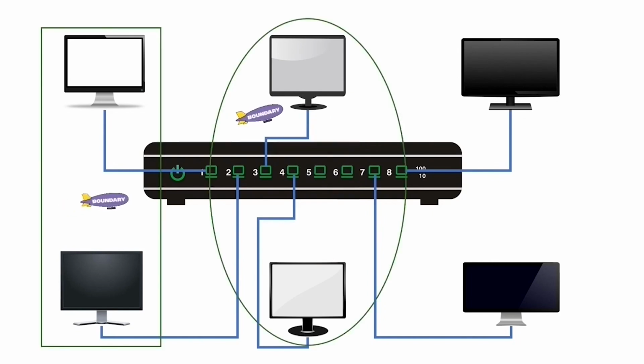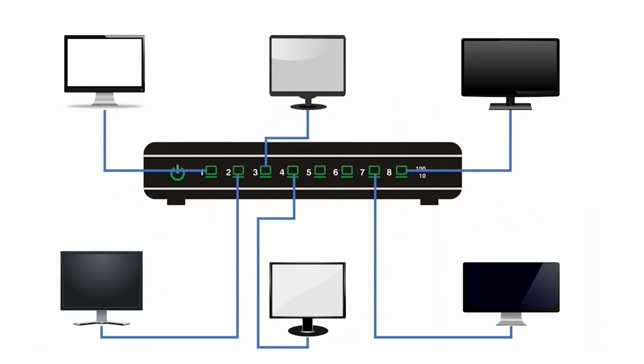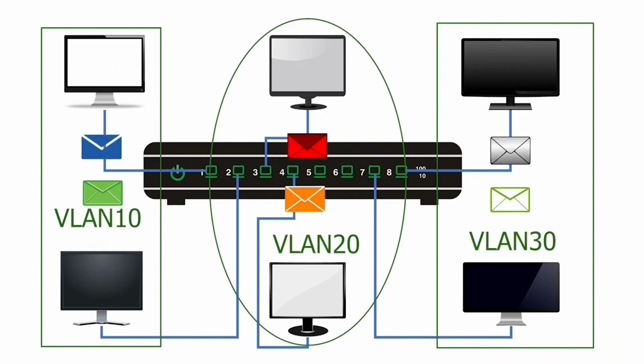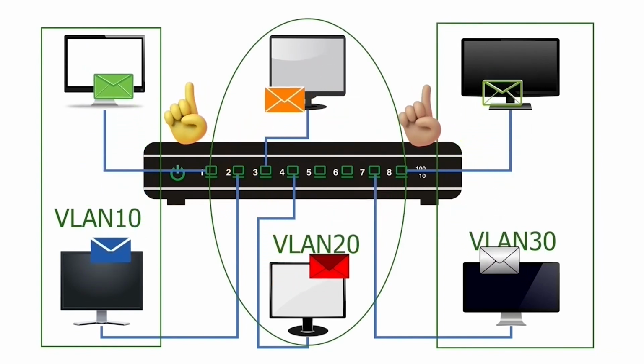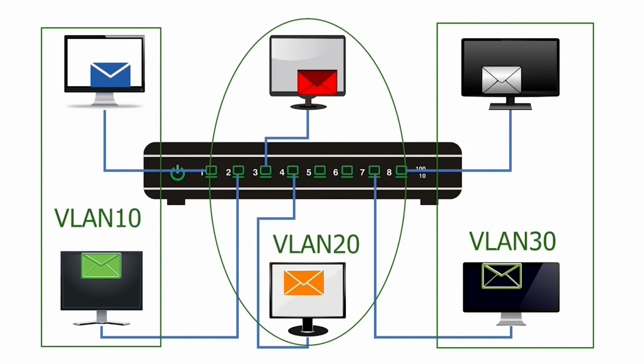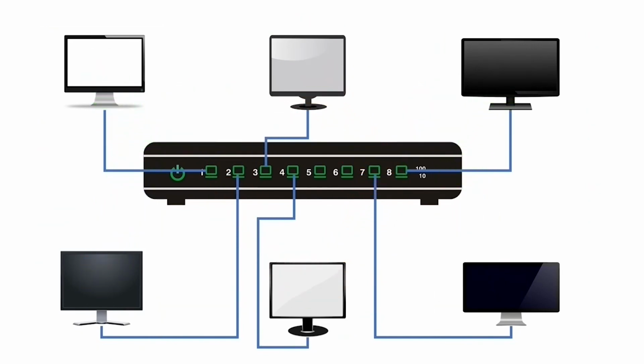A VLAN creates boundaries for broadcast messages. A broadcast message generated in a VLAN reaches all devices within that VLAN. It does not go outside the VLAN. If 2 devices belong to different VLANs, they do not exchange broadcast messages.